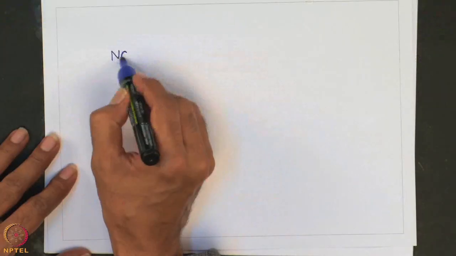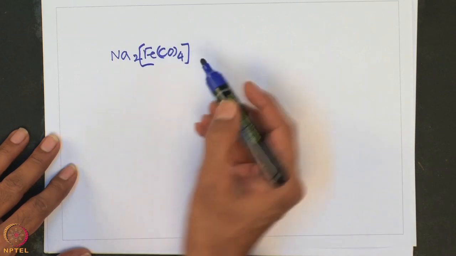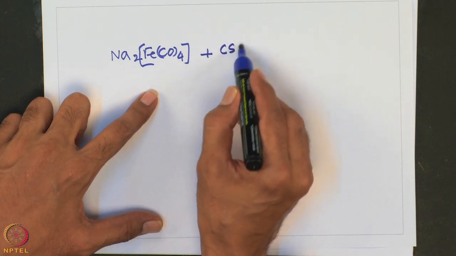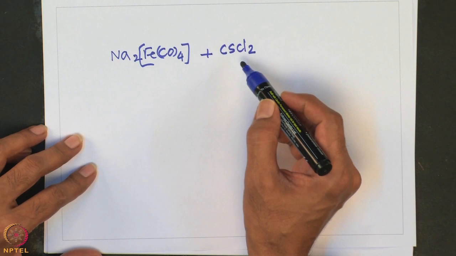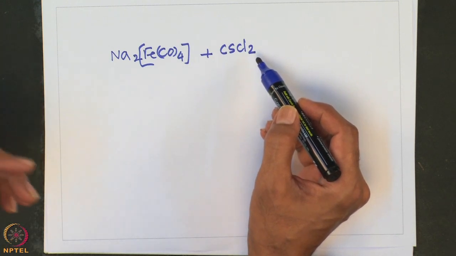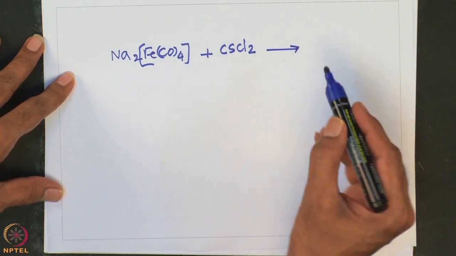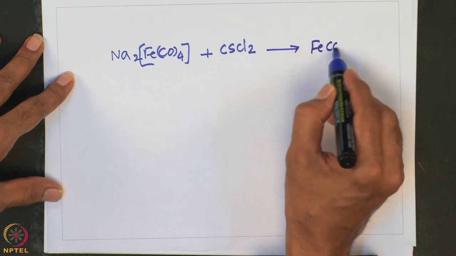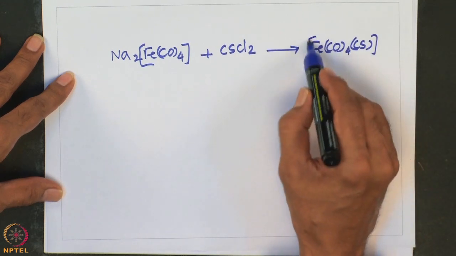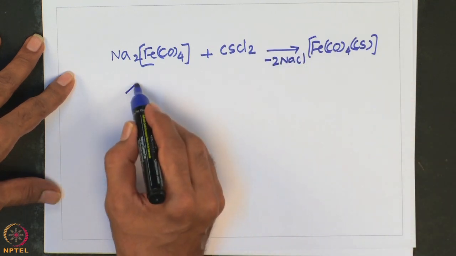Let us consider this one, anionic FeCO4. When it is treated with CSCl2, this CSCl2 is thiophosgene. COCl2 is known as phosgene, and if you replace oxygen with sulfur, it is called thiophosgene. When it is treated with anionic FeCO4, it leads to the formation of FeCO4CS. This is very similar to FeCO5, iron pentacarbonyl. So, one can also start with CS2.